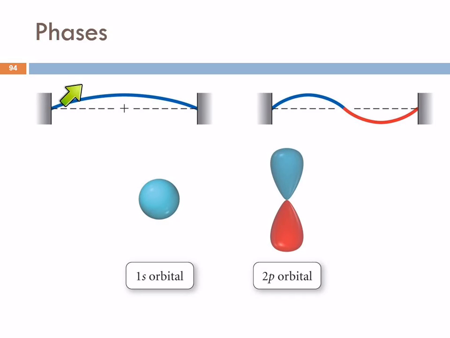So here we have the 1s orbital. And this would be like the string with just the one standing wave, a node at each end, but no nodes in the middle. And so it can either be up or down. And then a p orbital is going to have a full wavelength here, if we use the string analogy. And so this side is up and this side is down. And we just use red and blue. So red and blue are different phases.